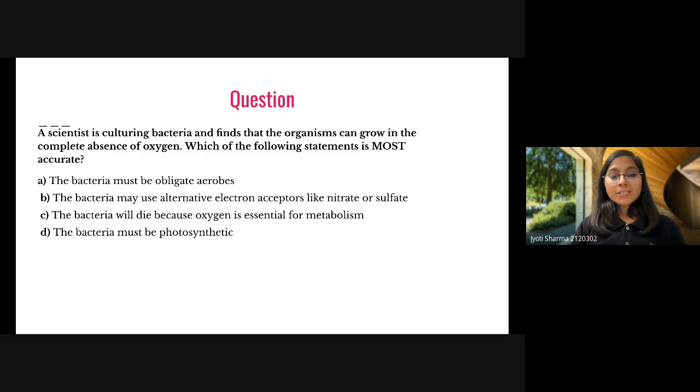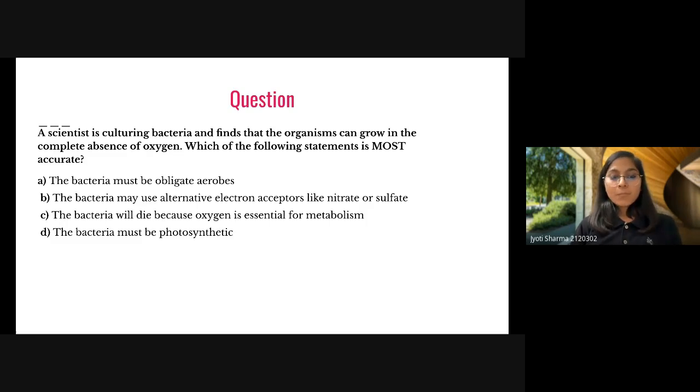The bacteria must be obligate aerobes. The second is the bacteria may use alternative electron acceptors like nitrate or sulfate. The bacteria will die because oxygen is essential for metabolism. And D is the bacteria must be photosynthetic.